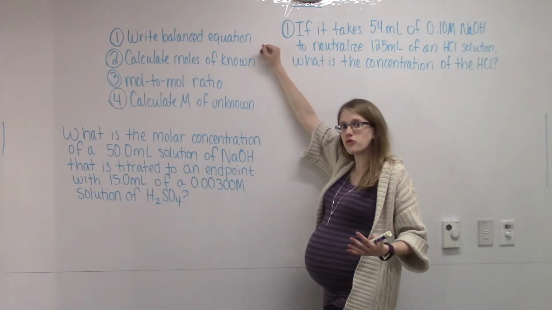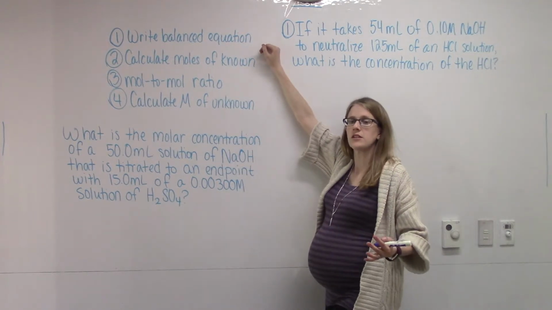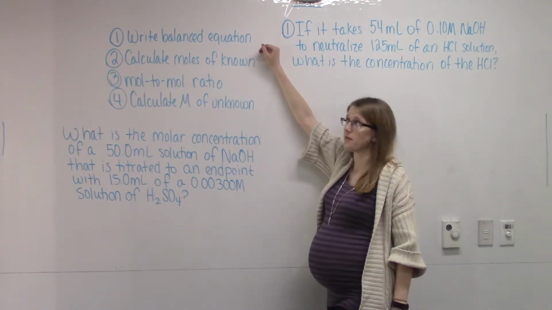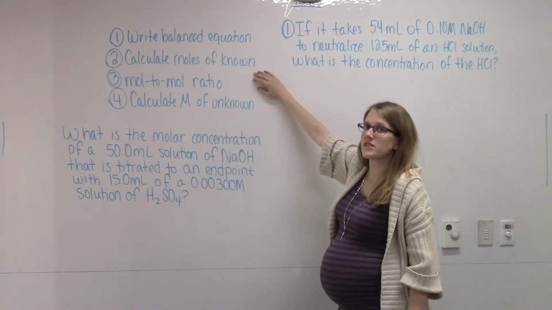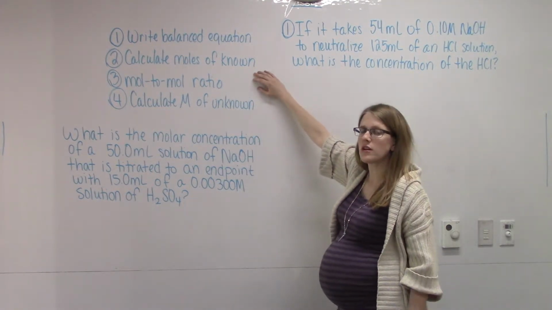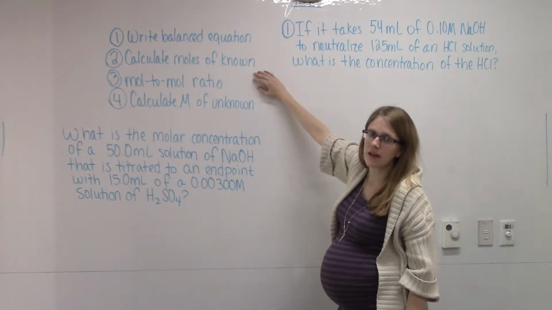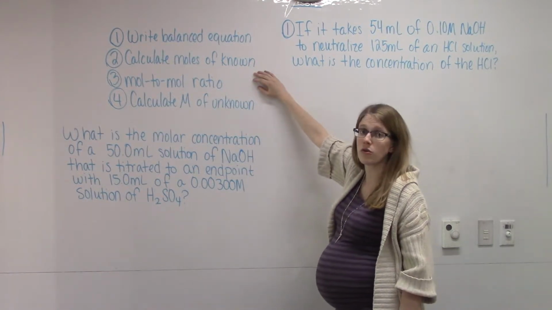Why? Because we are neutralizing an acid with a base. So because of that, we need to see the chemical formula, the equation. Calculate moles of the known solution. How do you know which one's known? It's the one that has a volume and a molarity. We have enough information there to calculate moles.